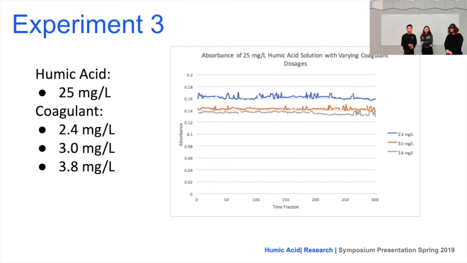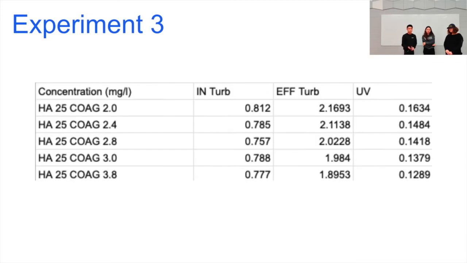This was at 25 milligrams per liter of humic acid. We varied the coagulant dosages at 2.4, 3, and 3.8 milligrams per liter. And as we increase the coagulant dosage, we notice a decrease in the absorbance. So that means a decrease in the humic acid concentration. And it seems to plateau right around 3.8 for 25 milligrams per liter of humic acid. Same thing is represented as this table that you can see here.